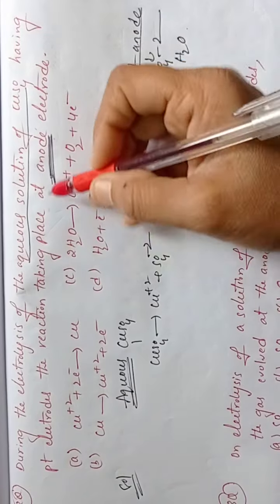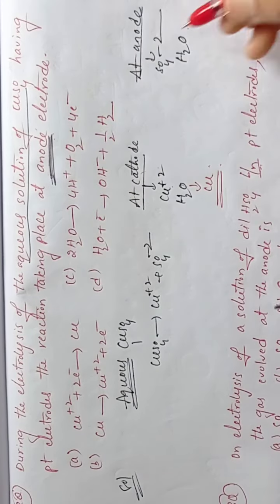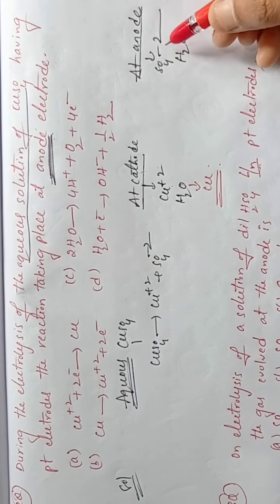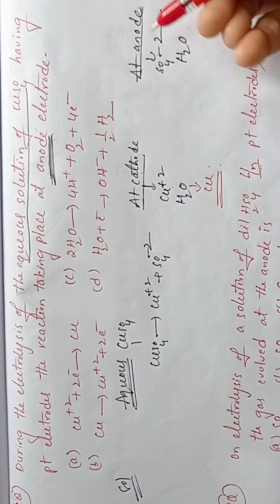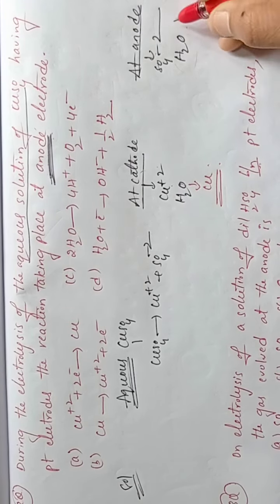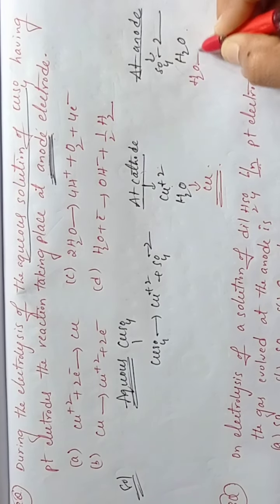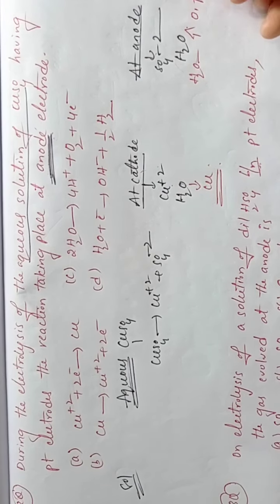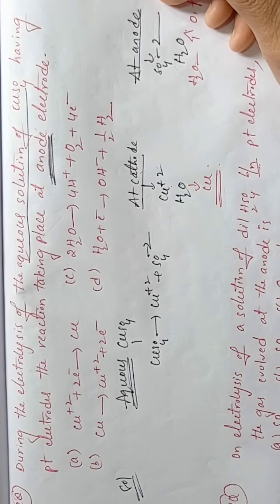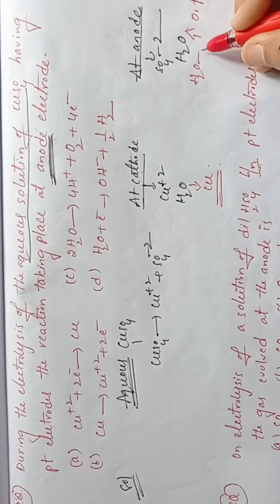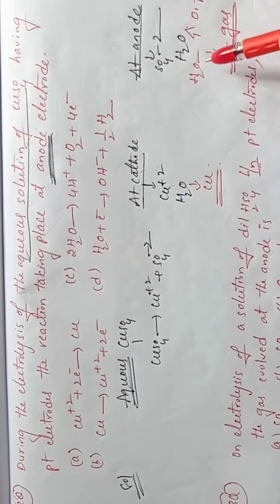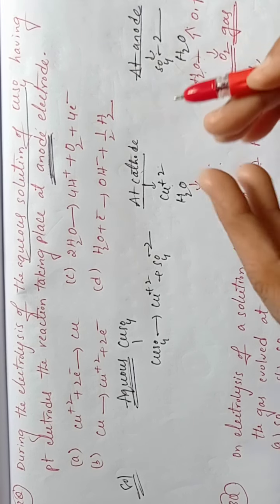Now what is the reaction taking place at anode, they're asking. So SO4 minus 2 and water. Now which is having the more oxidation potential, students, water or sulfate? Water is having the more oxidation potential, correct? So that's why water undergoes oxidation at anode and it produces which gas, students? O2 gas is liberated. So water undergoing oxidation means it lost electrons.